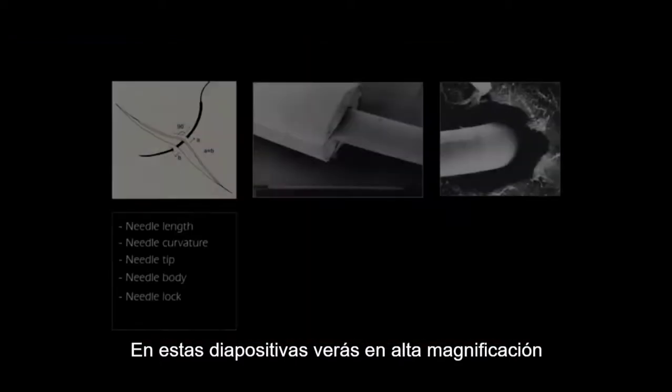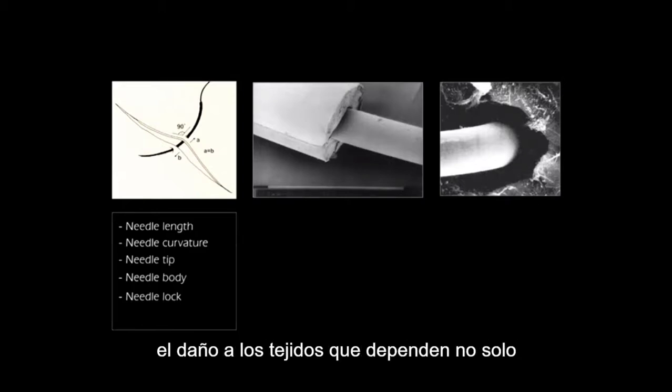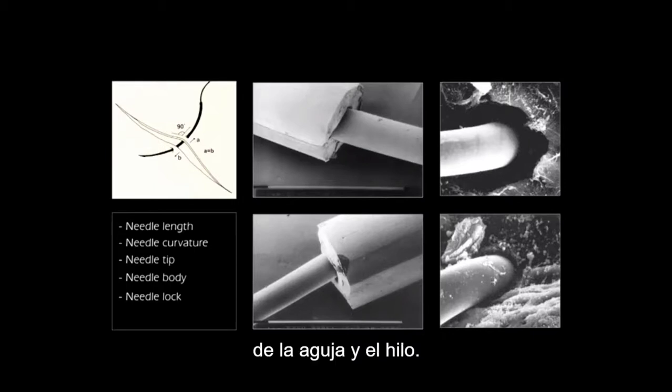On these slides, you see in high magnification the damage to the tissues, which depends not only on the size of the needle tip, but also mainly on the lock of the needle. A laser drilled hole damages less than a clamping attachment of the needle and the strand.